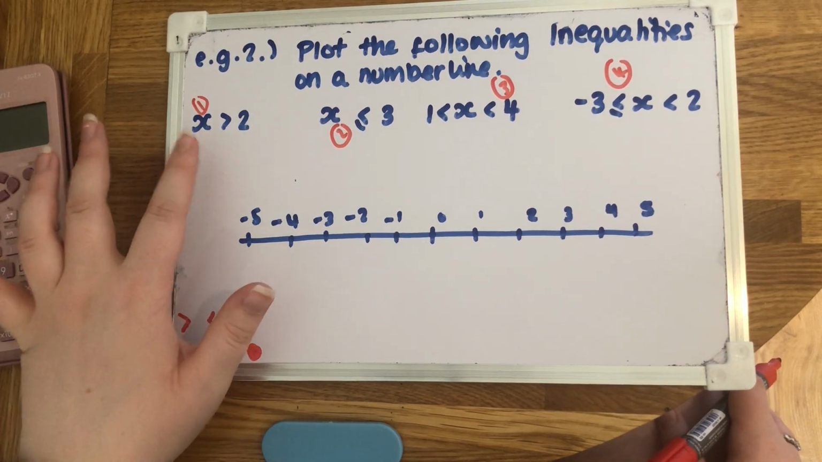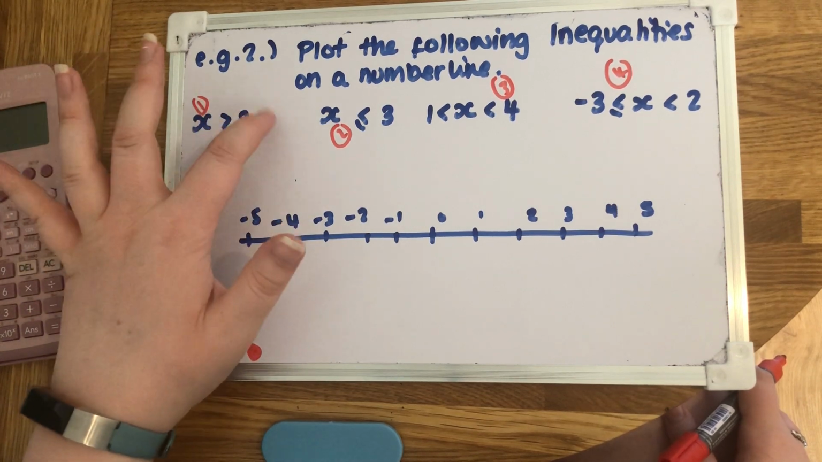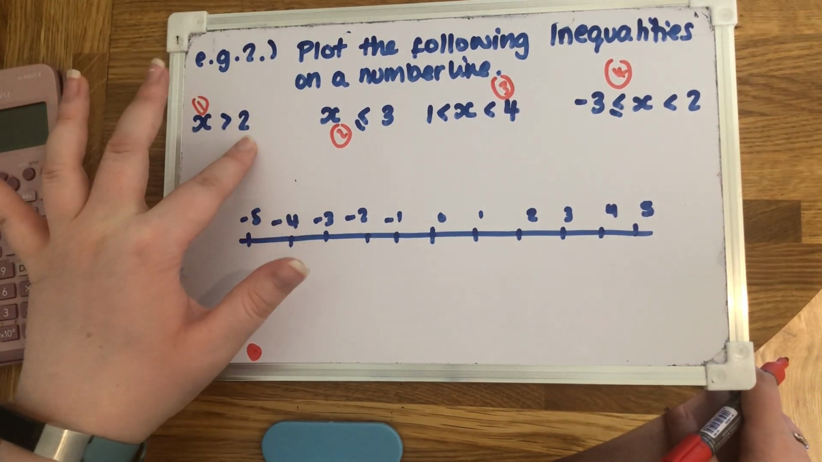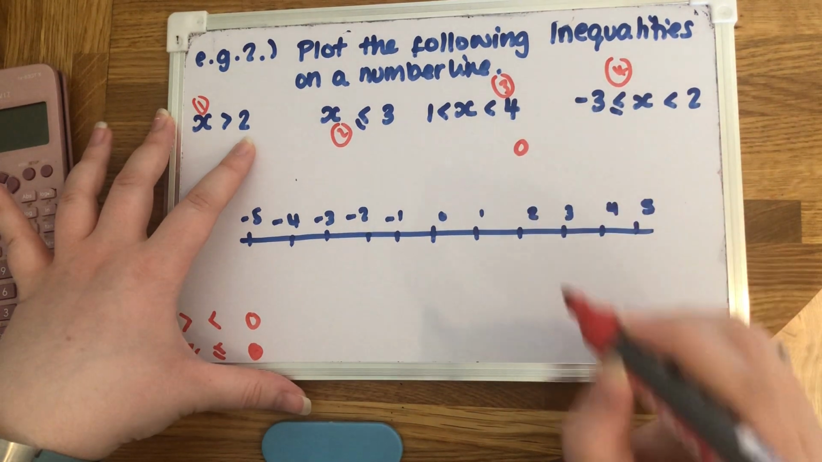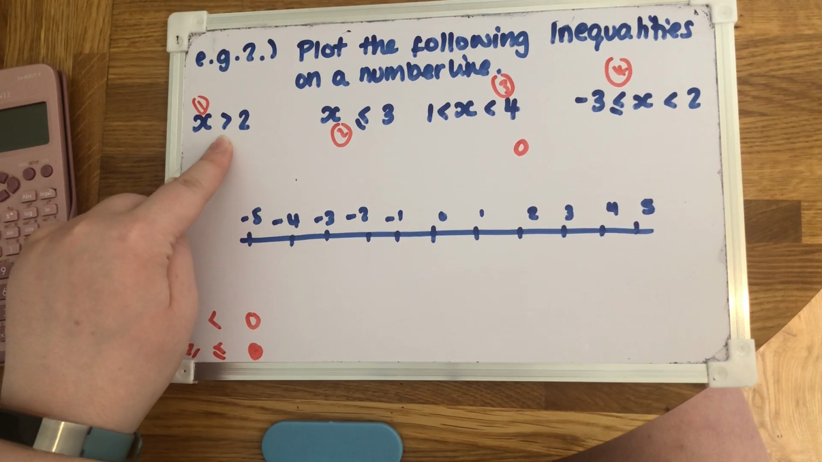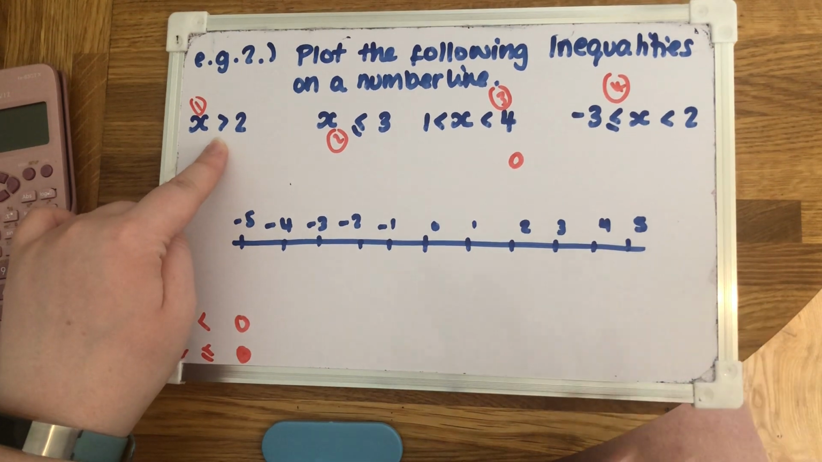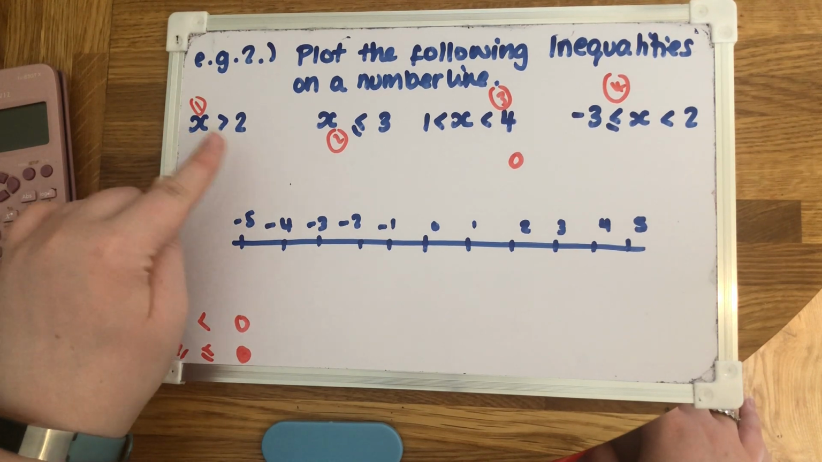So number 1, x is bigger than 2. So we know that it's 2, so that's where we're going to put the dot or the circle. So the circle's going to go at 2. Now because the sign here doesn't have a line underneath, it means that we do not fill it in. Okay, we're just going to leave it as it is.